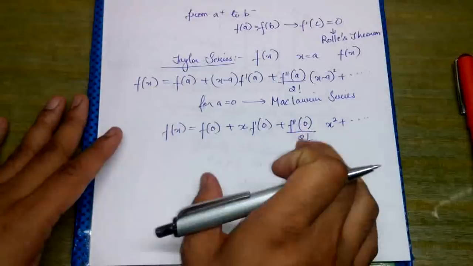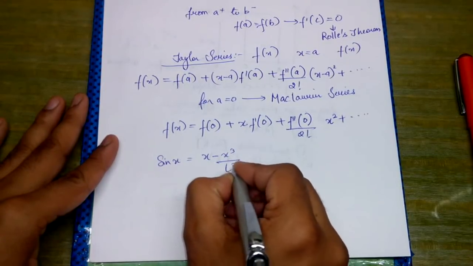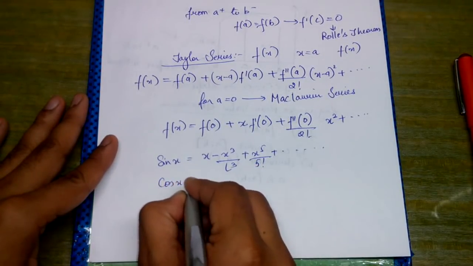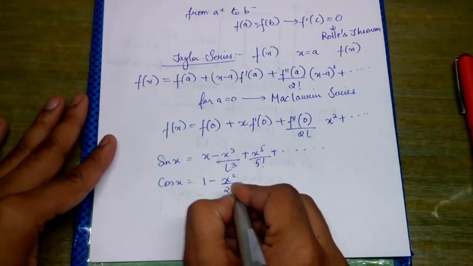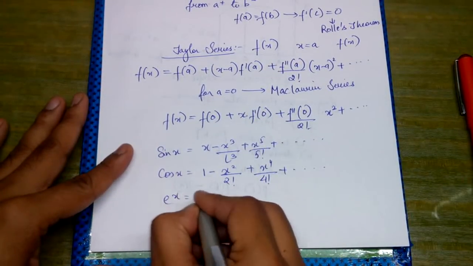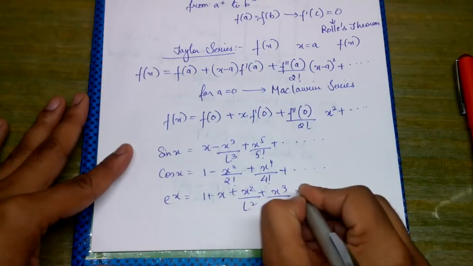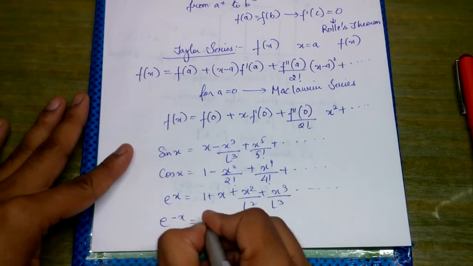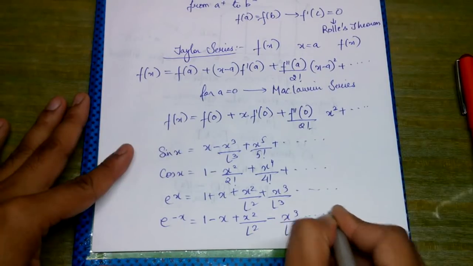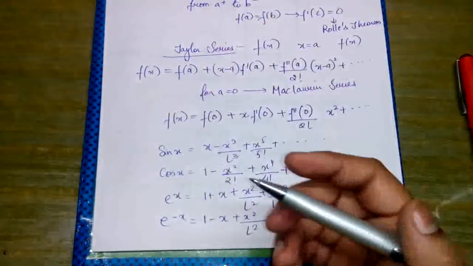So based upon this, we have found out what is the series for sine x. This is x minus x cube upon 3 factorial plus x to the power 5 upon 5 factorial and so on. And cos x simply is 1 minus x square upon 2 factorial plus x to the power 4 upon 4 factorial and so on. E to the power x is 1 plus x plus x square upon 2 factorial plus x cube upon 3 factorial and so on. E to the power minus x is 1 minus x plus x square upon factorial 2 minus x cube upon factorial 3 and so on. So these series are actually obtained from the Taylor series, or we can say that they are deduced from the Taylor series.